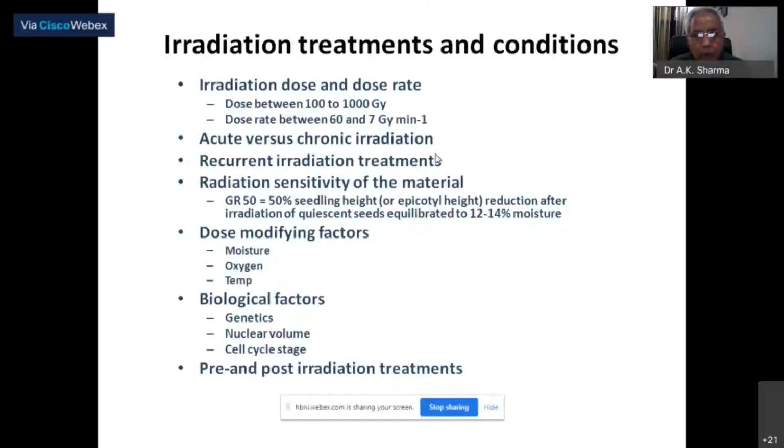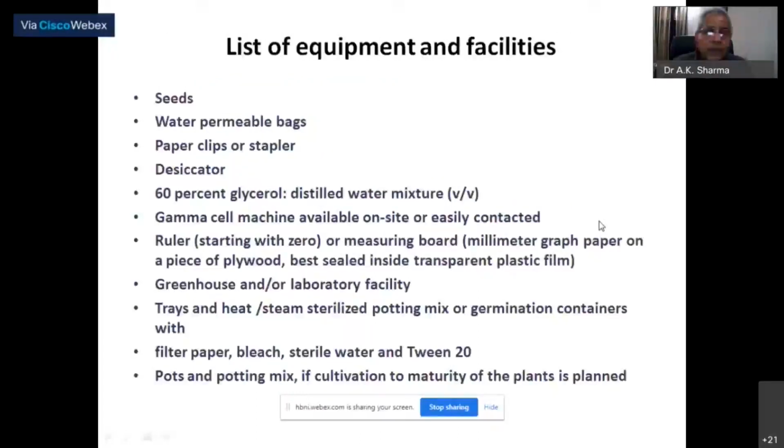And of course, what pre and post radiation treatments you have carried out will also affect, like whether you have soaked the seeds, or after radiation, if you have put them in water, allowed them to stay in water for some time, what is called water holding recovery. So pre and post radiation treatments are also important to see the effects on plant materials.